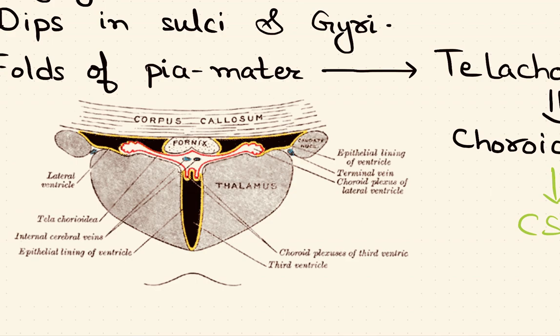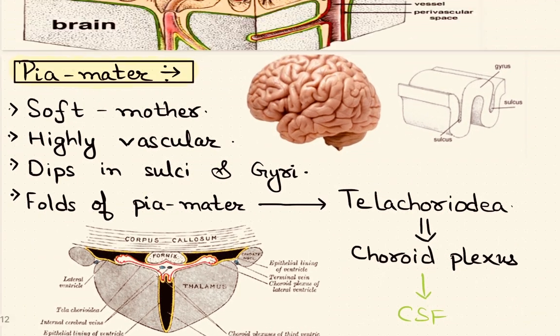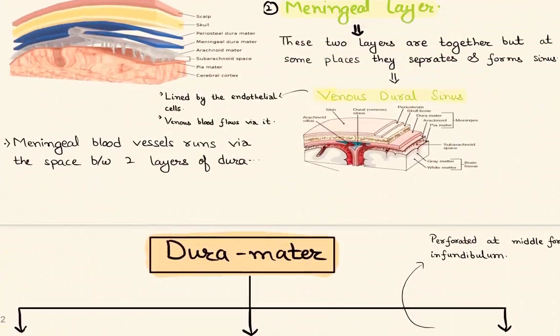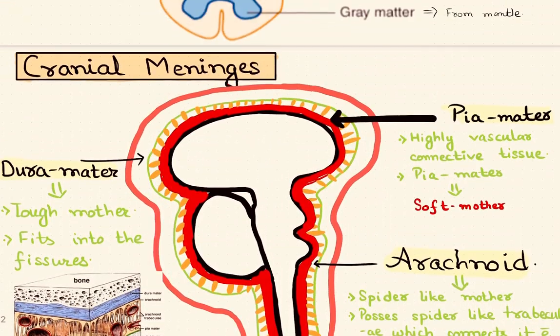How it secretes, I will tell in the next lecture, but let me say it in a jiffy. It secretes chloride and sodium, then water follows and it forms cerebrospinal fluid. So these are the tela choroidea. When they get surrounded by the ependymal cells, they are known as the choroid plexus, which secretes the cerebrospinal fluid. So this was all about the pia mater, arachnoid membrane, and dura mater. These were the meninges of the brain.